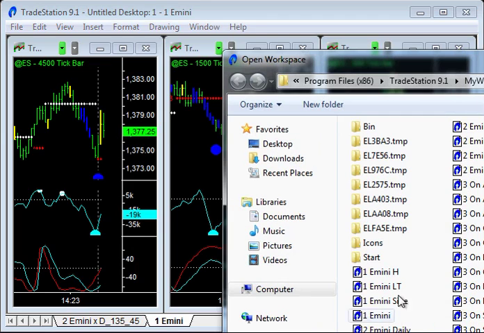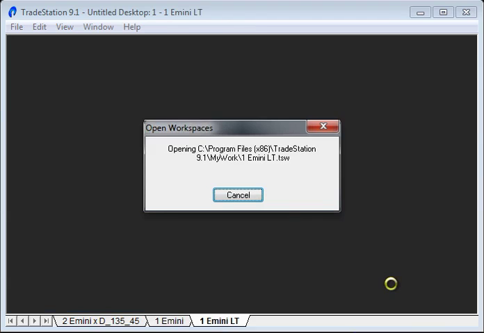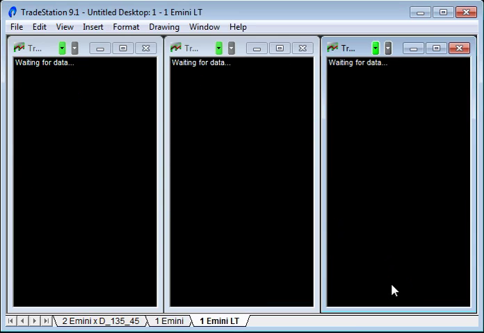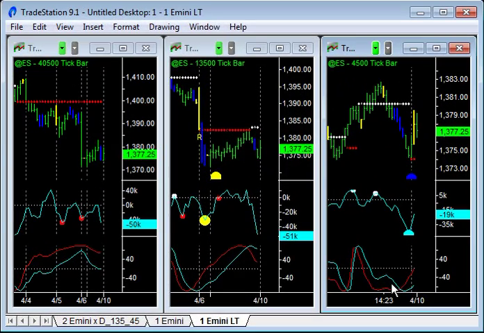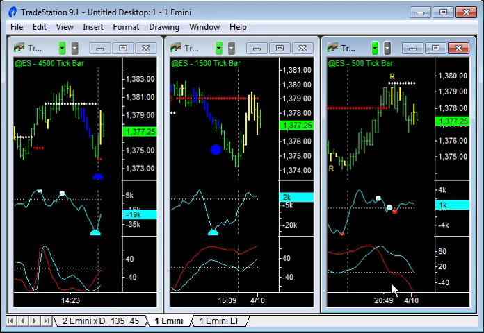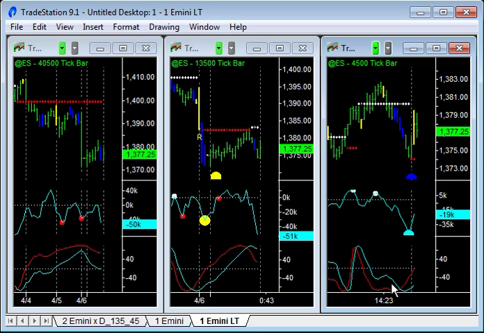Let me just do that for my long-term chart here, and this is a little bit harder for it. So this is the 4500 tick bar chart, 13,500 tick bar chart, and 40,500 tick bar chart. There we go. So just under 40 seconds for that second set of windows to open. So the 500, 1500, and 4500 was about 12 seconds, and then just over 40 seconds for the higher time frame tick bar chart. So let's see what that looks like in a couple of days' time.